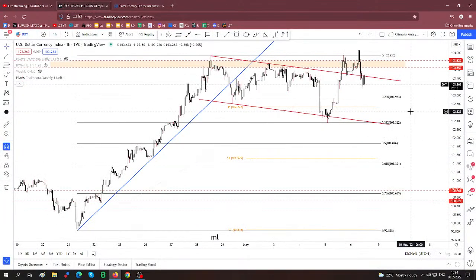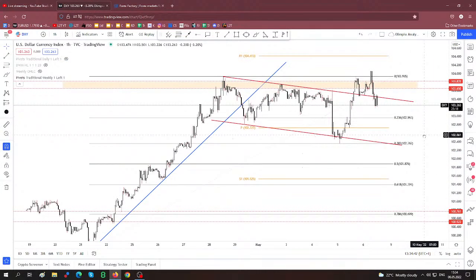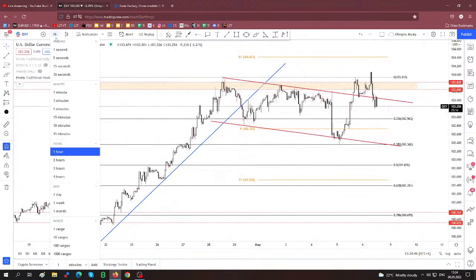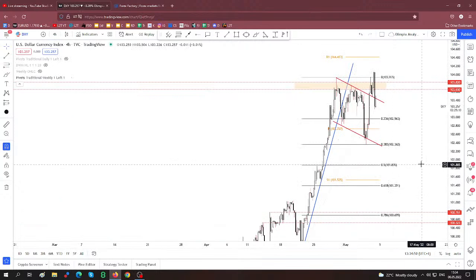Unfortunately, in my opinion, after making a false breakout here, let's take a look at the 4 hour on the dollar index.